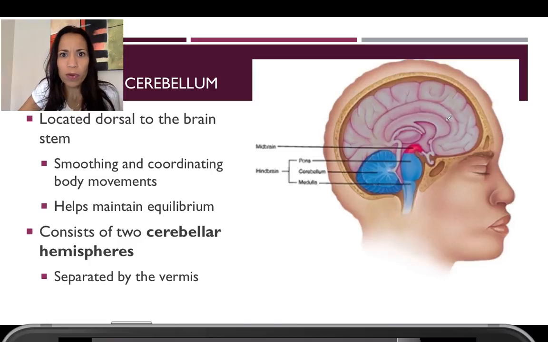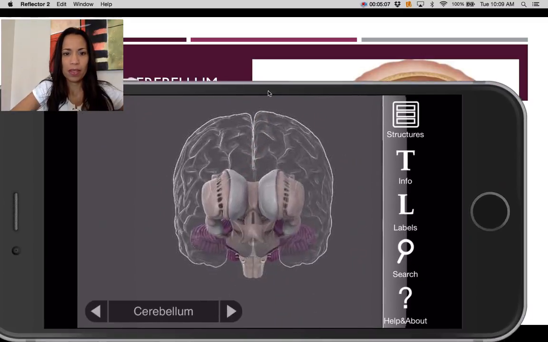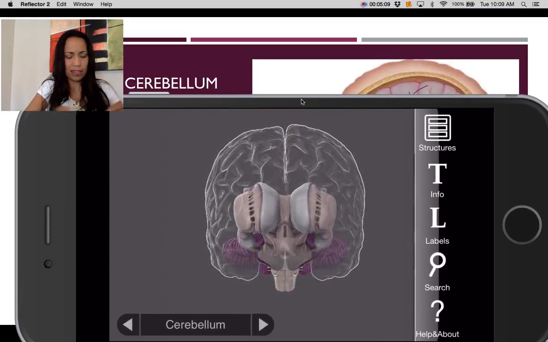Now, which parts of the brain have we described? We described the cerebrum, we described the diencephalon. Now let's describe our little brain, which is the cerebellum. And the cerebellum, let me show you in this app, the location of the cerebellum.